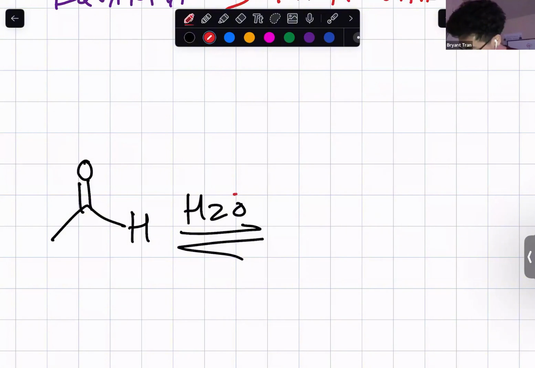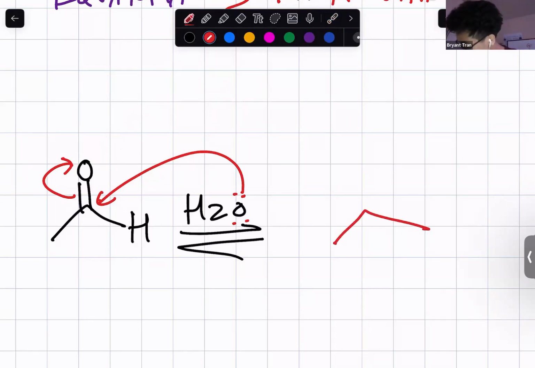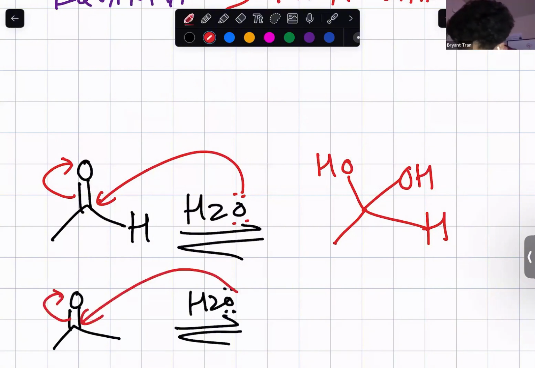Yeah, like with the arrows here, where water attacks and pushes that onto the oxygen. The oxygen will have an O minus, but the O minus will eventually become protonated by an acid source, like water, to become OH. So that would give you a hydrate or geminal diol. Let's say we have the ketone, same mechanism. Attack, push that up there, which will get protonated by a proton source, OH.